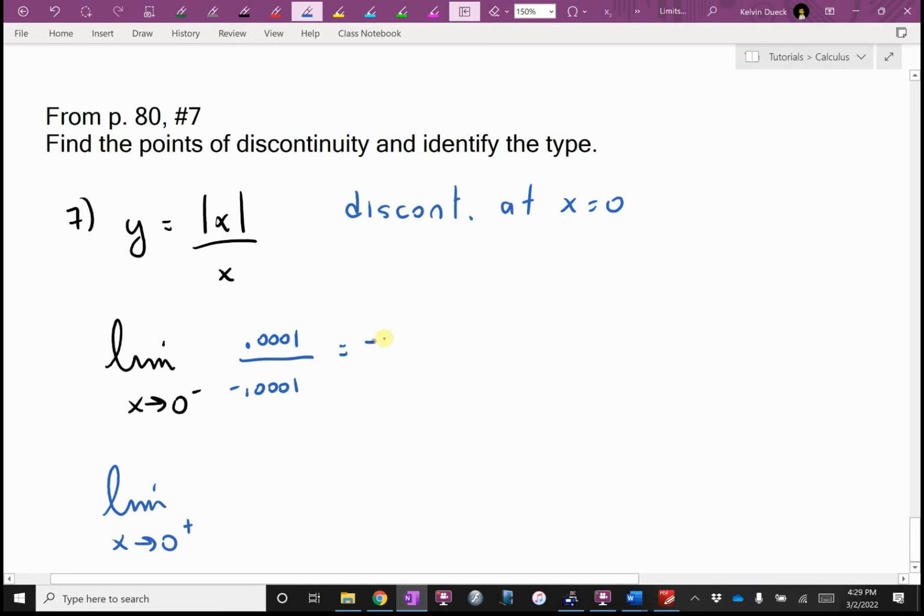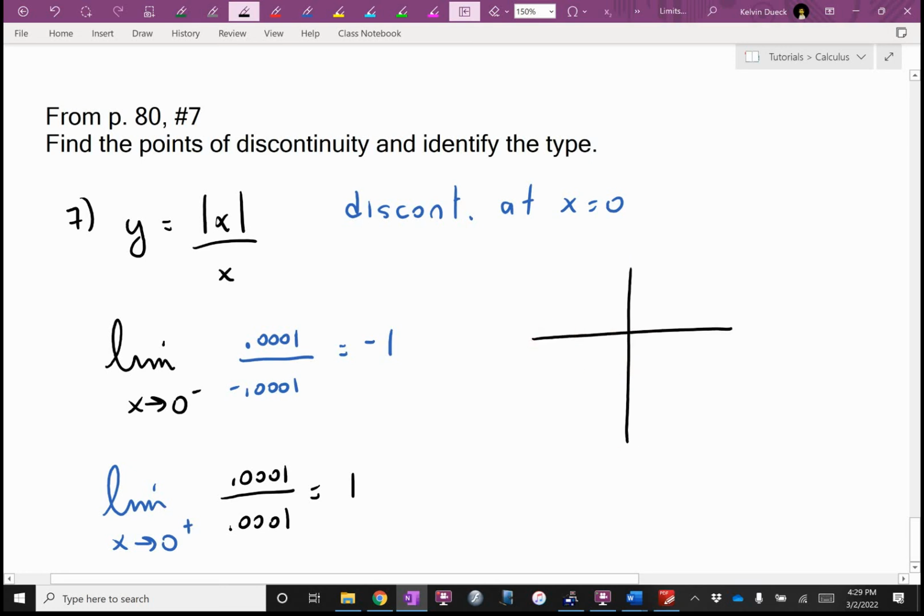I get that. I get the same thing on the top and the bottom, but negative from the left. Is that okay, Owen? What about from the right? Well, if I approach from the right, I'm going to get positive 0.0001 over positive 0.0001. You know what? I'm going to get positive 1. You know what kind of a discontinuity this says?